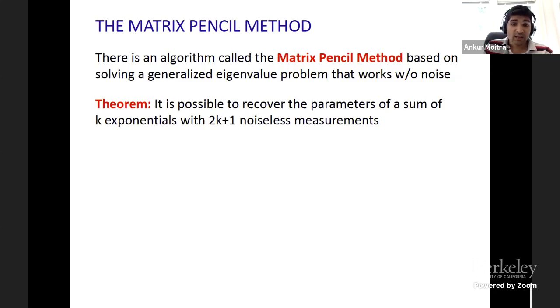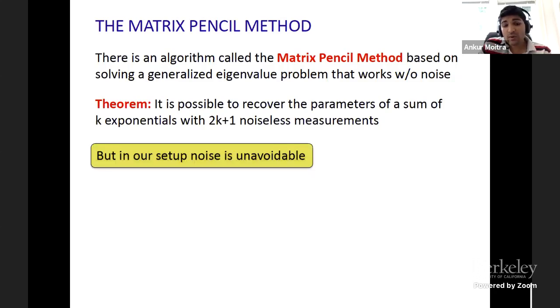So that's really neat. But in our setup, noise is unavoidable because we only have access to a finite number of photons. We only get to record their location with some finite precision. And the main question is really to understand how the sample complexity depends on k. So we don't want to work in this noiseless setup. We want to tackle head on what happens when we have noise.